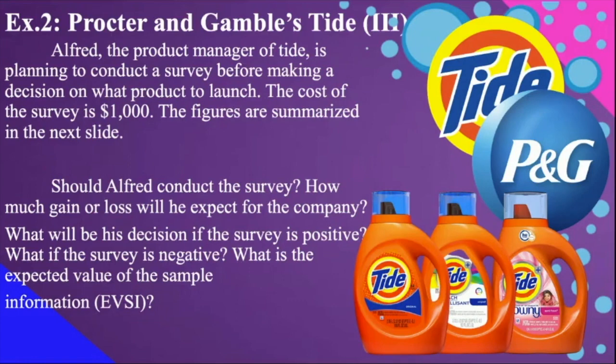Figures are summarized in the next slide. Should Alfred conduct the survey? That is the question. How much gain or loss will he expect for the company? What will be his decision if the survey is positive? What if the survey turns out negative? And what is the expected value of the sample information, or the EVSI?